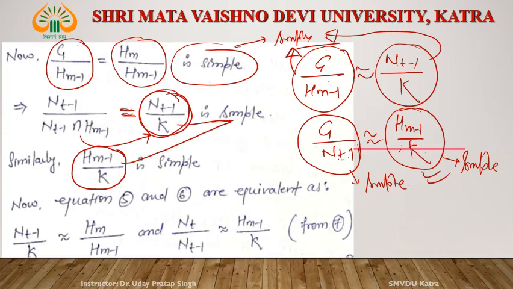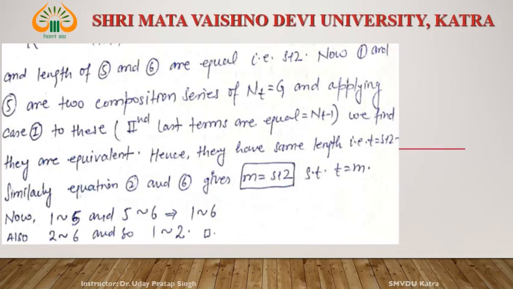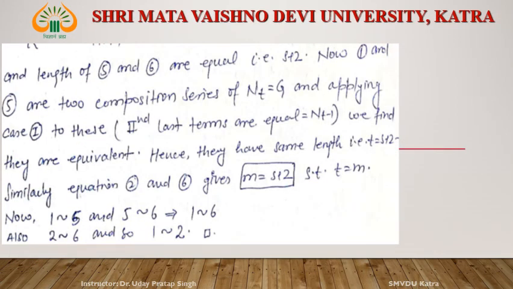Next, are these factor groups isomorphic? See, Nt-1 by K is isomorphic to this thing, G by Hm-1. Already we proved it. And Nt by Nt-1 is isomorphic to this thing. It means the factor groups of series 5 and 6 are isomorphic. Right? What is the length of 5 and 6? That is s plus 2.